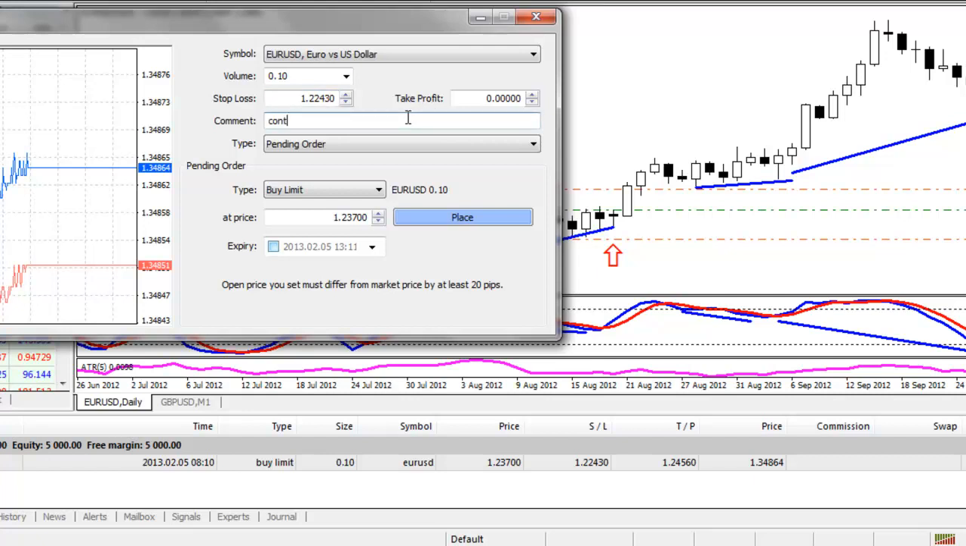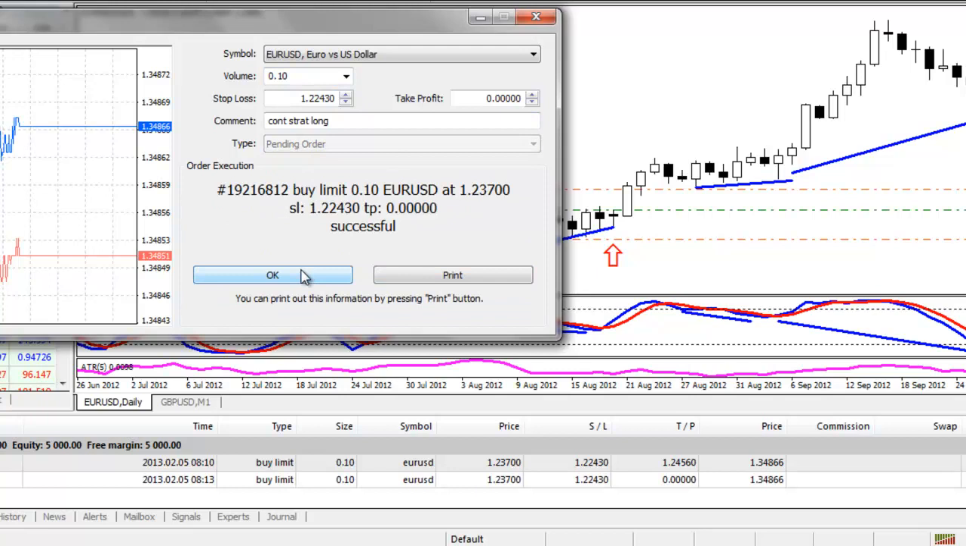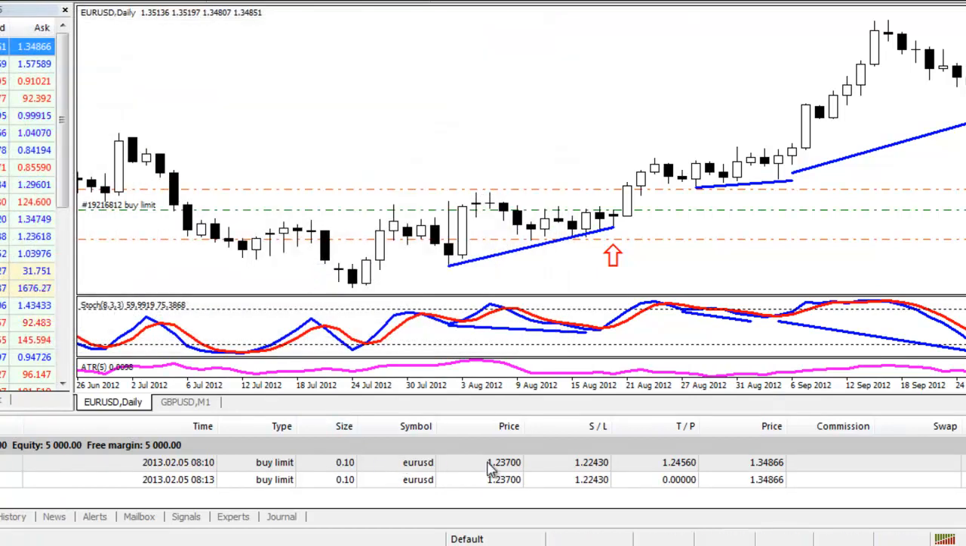Again, we'll put ourselves continuation strategy long, so that we know exactly what it is. You don't have to go and write out the whole thing each time. I simply can see from there that's a continuation strategy long. You may choose to call it the continuation system long. And we've got ourselves everything set up. Of course, we go ahead now into the trade sizing here again, and we hit place. Orders accepted. We've now got ourselves two orders for one trade.